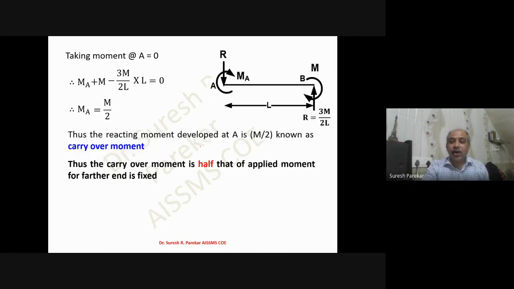Thus, the stiffness of the member if my farther end is fixed is 4 EI upon L. That will be for fixed or continuous, because continuous we are going to consider as fixed only, and therefore we have the same value of the stiffness for farther end fixed or continuous.